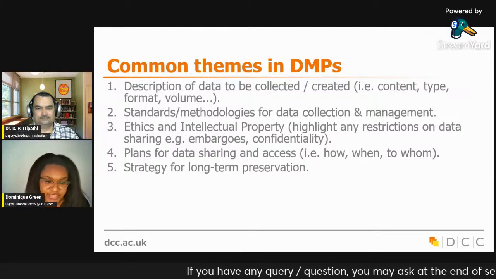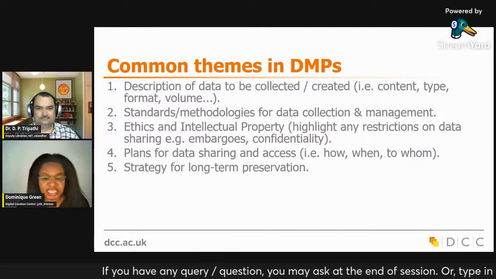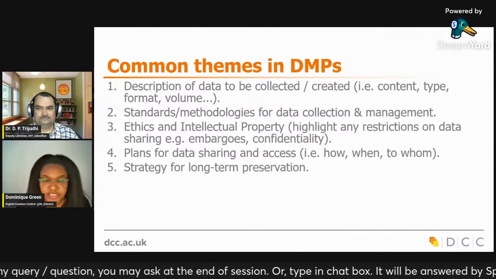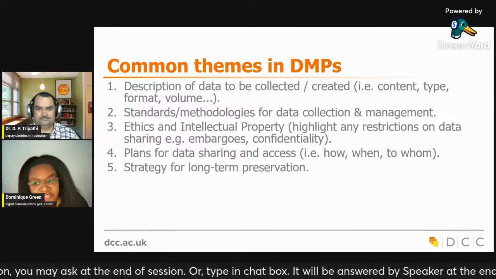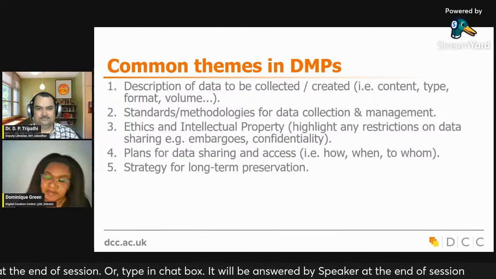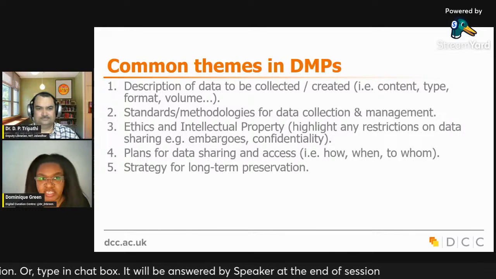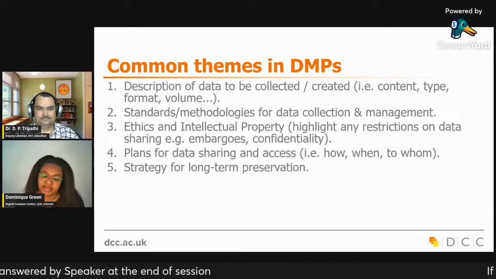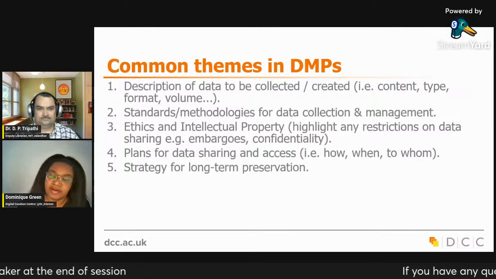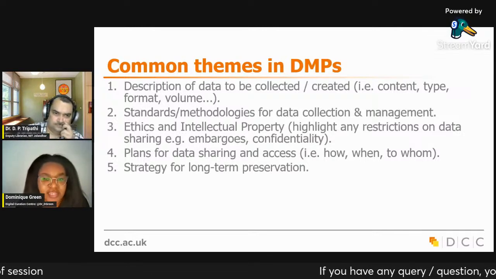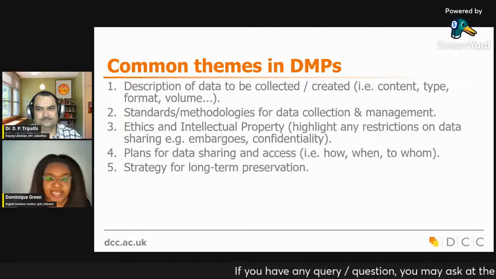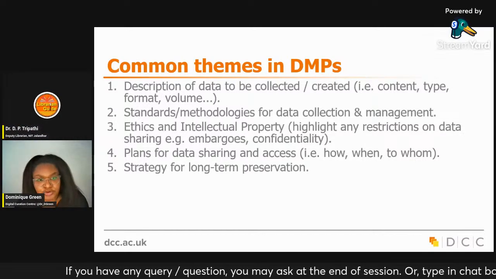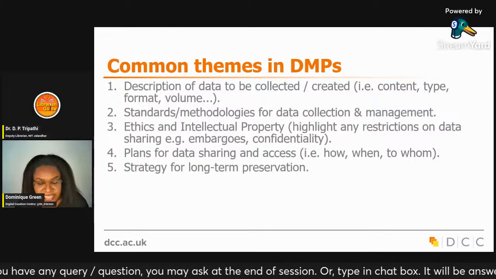You want to highlight, for instance, any restrictions on data sharing, like embargoes. Will the data be shared after a certain period of time? In my experience, I know that sometimes researchers might like to put an embargo on their data while they're preparing their data and preparing for publication. And after an embargo period, then the data is freely available to share. So that's something also that you'll write in the data management plans.